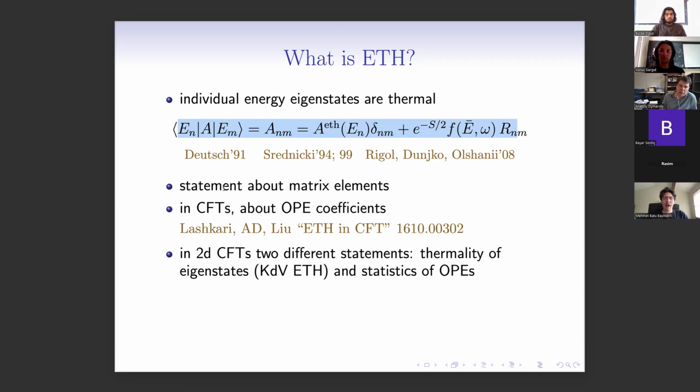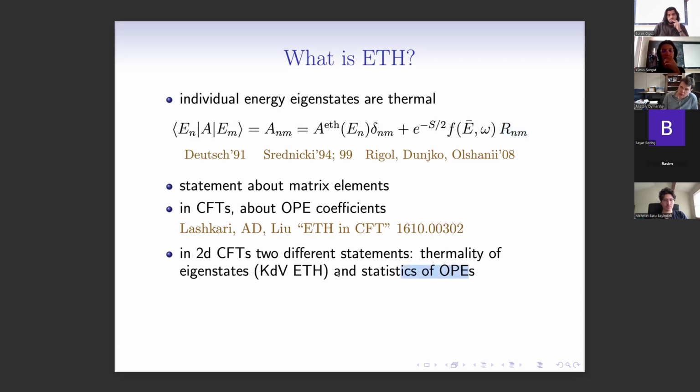In conformal field theories, you can reformulate this statement as a statement about operator product expansion coefficients, the OPE coefficients. We did that in 2016. But then in two-dimensional CFTs, there are actually two versions of this statement. One version is related to the statistics of OPE coefficients. There is some statistics of matrix elements hidden here, and inspired by that, people talk about statistics of OPE coefficients.